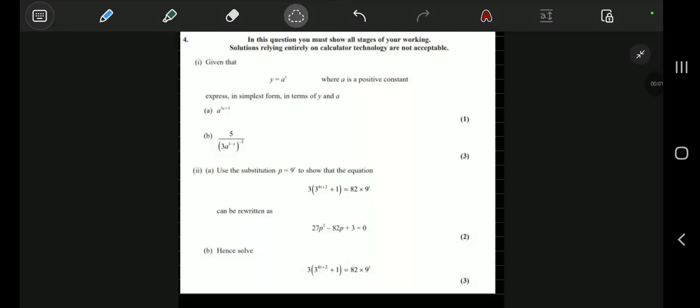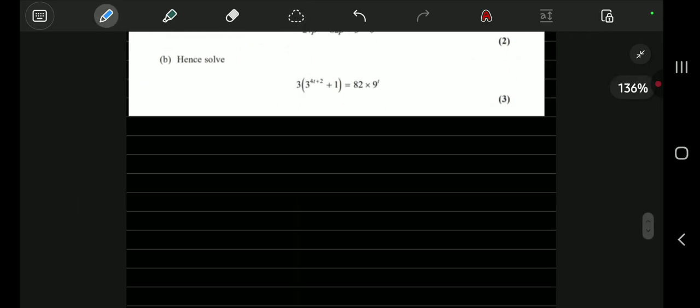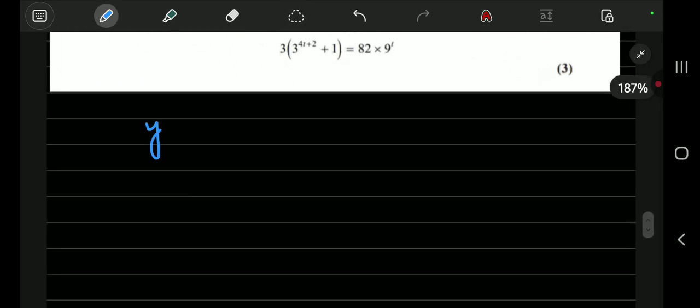So question 4 is about the laws of indices. They say, given that y is equal to a to the power x, express in the simplest form in terms of y and a. Part A is a to the power 3x plus 1. So y is equal to a to the power x and we need to simplify a to the power 3x plus 1.